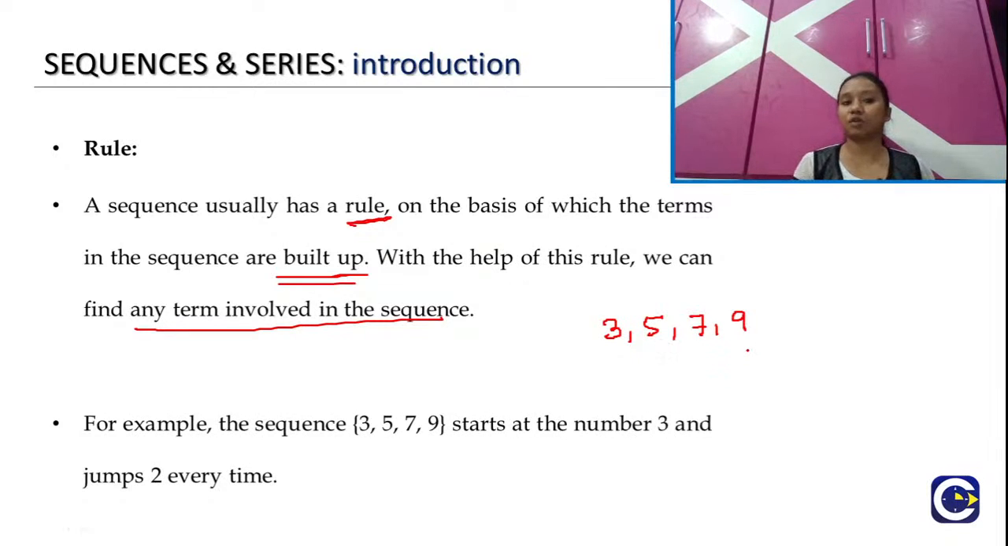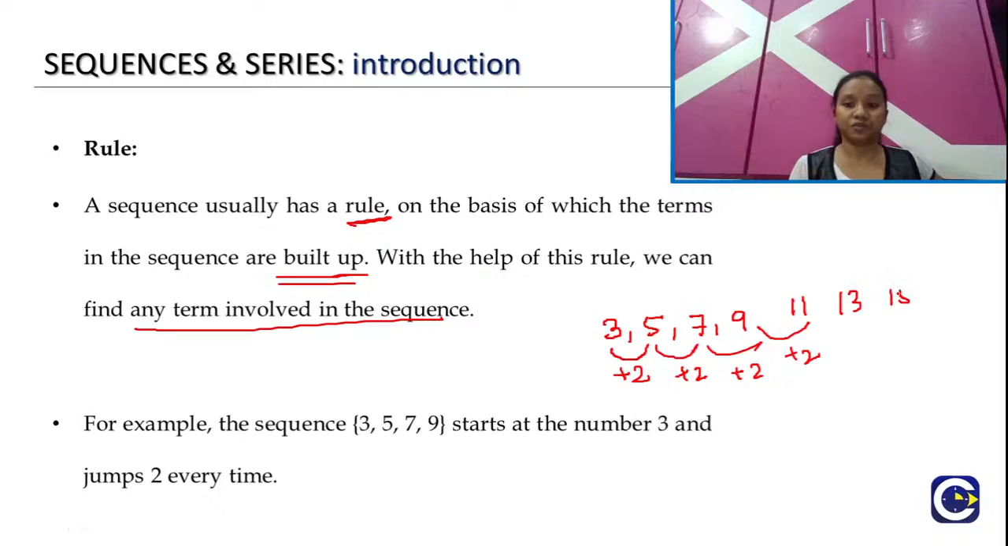So let's observe whether it's a sequence or not. Here the total number of terms is 4, so it's a sequence and it's a finite sequence. What is the rule you can see here? 3, and the next term is plus 2, 5, plus 2, 7, and 7 plus 2, 9. If I ask you the 5th term, counting 1, 2, 3, 4, the 5th term will be 9 plus 2, that means 11. The 6th term will be 13, then 15. Likewise, we can find any term.